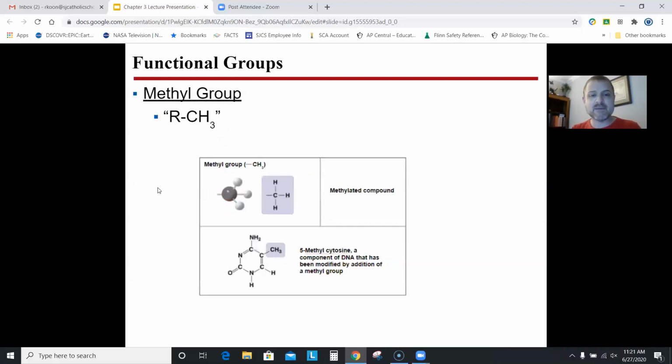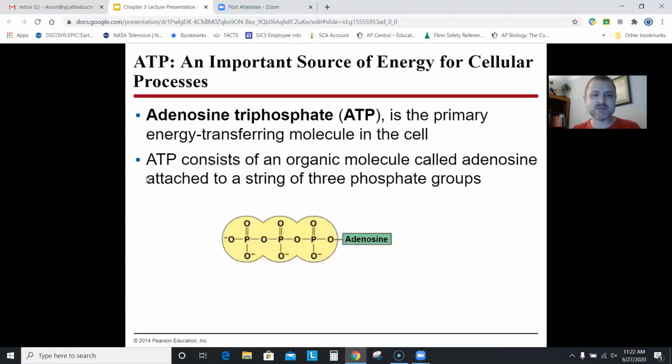Okay. Methyl groups is the easiest one. Methyl groups are just CH3. Remember, methane was CH4. So a methyl group is CH3: carbon with 3 hydrogens, the 4th bond is to R. You can throw methyl groups on DNA, on proteins, kind of willy-nilly. The verb is to methylate if you add methyl groups.